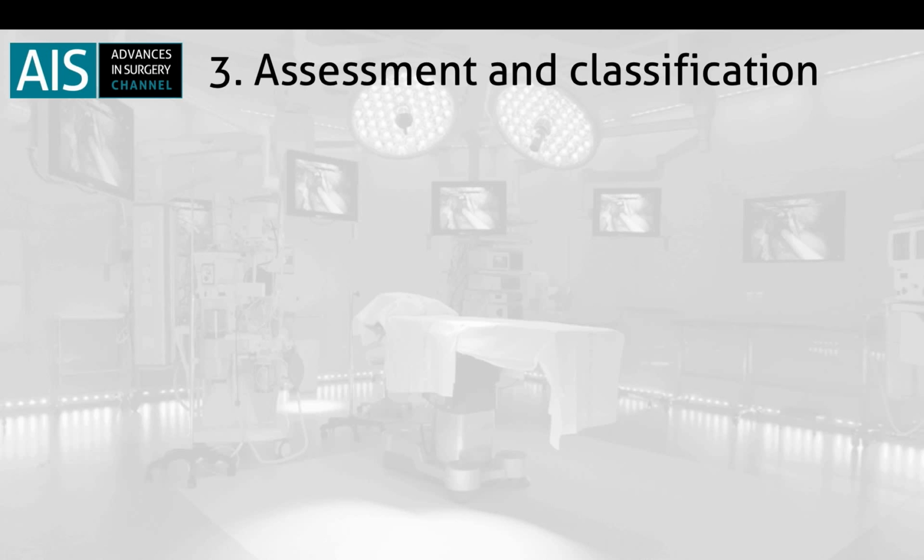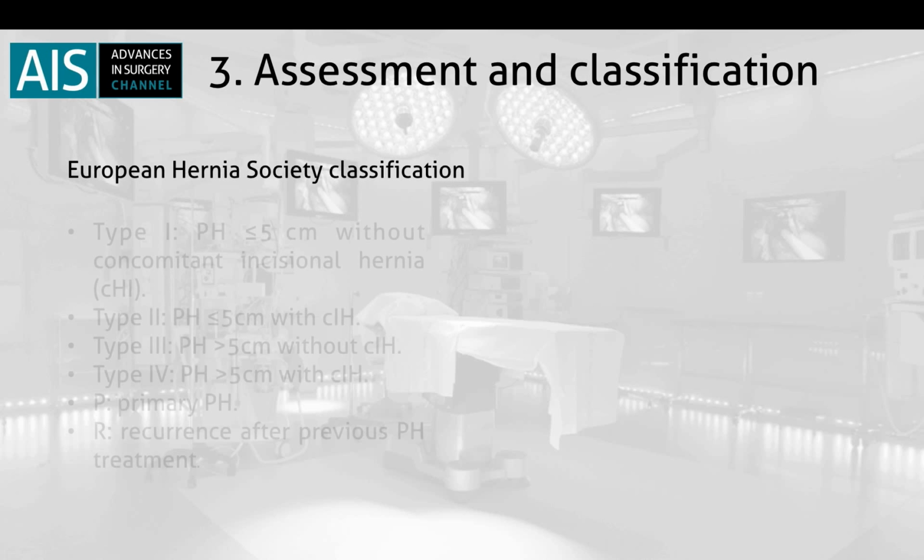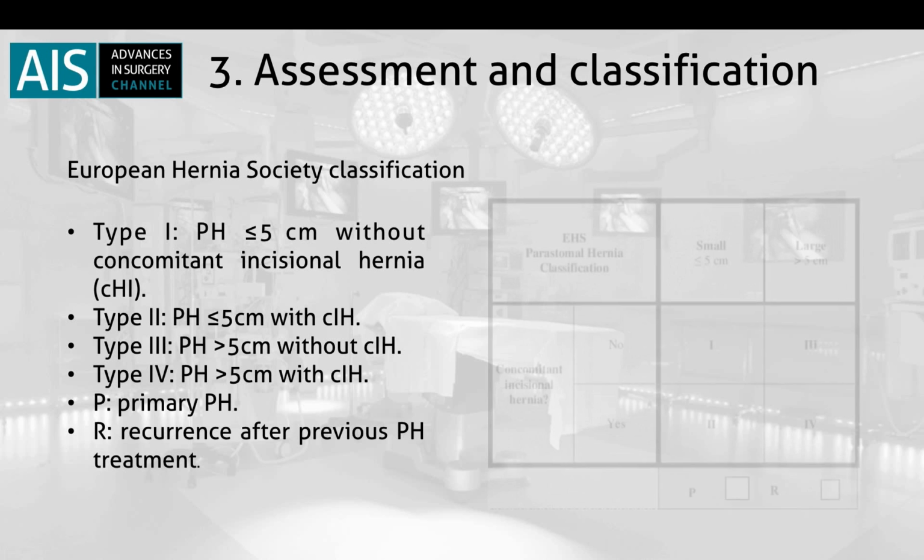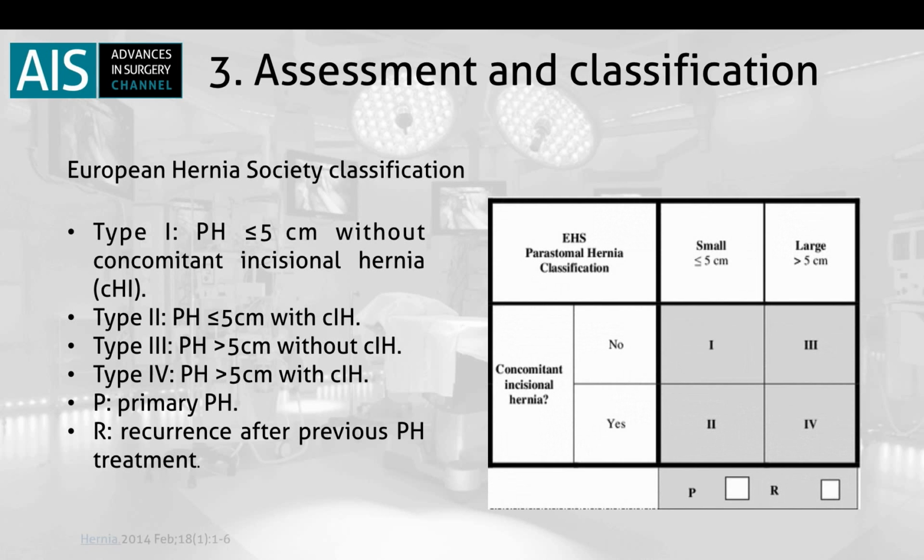Classification. Several classifications have been created over the years until in 2014 the European Hernia Society created a consensus classification in order to improve the ability to compare different studies and their results, in addition to facilitating data collection. The classification divides hernias into 4 types and distinguishes between primary and recurrent hernias. Hernias are rated according to size and presence or not of incisional hernia.